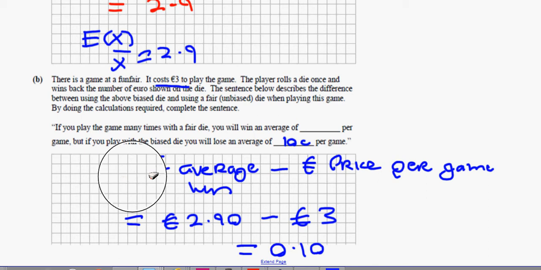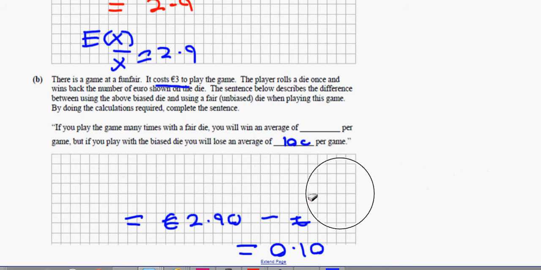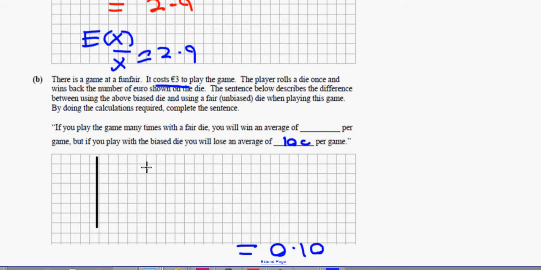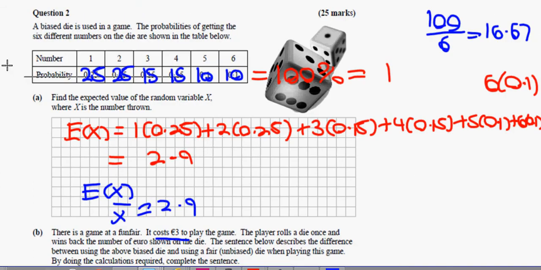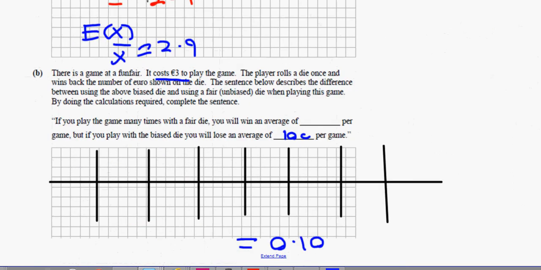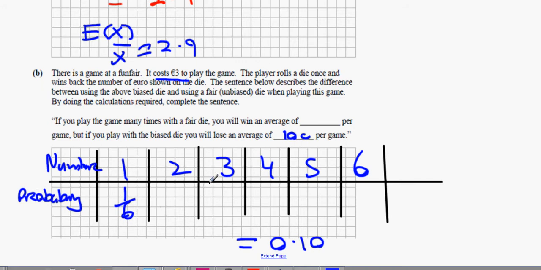Next thing we've got to do is work out the expected value of the fair die. So we're going to make a table like the last one, with number and probability. The number is the same as last time: 1, 2, 3, 4, 5, and 6. This time the probability changed, because you have a 1 in 6 chance every time of getting any of these numbers. That's when it's a fair probability.